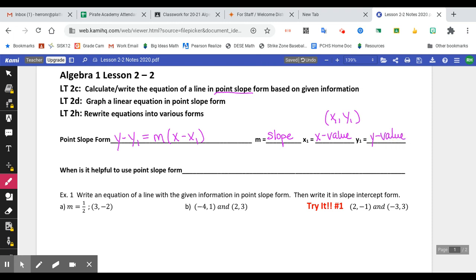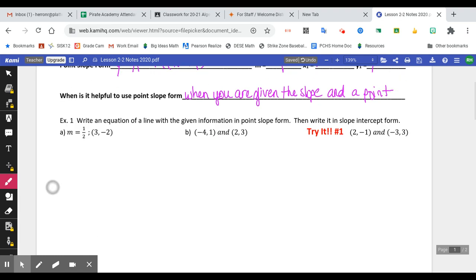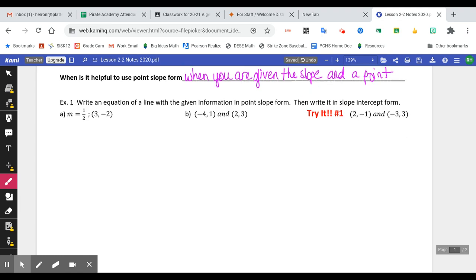It's helpful to use point-slope form when you are given the slope and a point from the graph or from the line. We use this to figure out y equals mx plus b, or it's a little bit easier once you have your point and slope in there. You can just use this and graph it straight from there, so it makes it super simple.